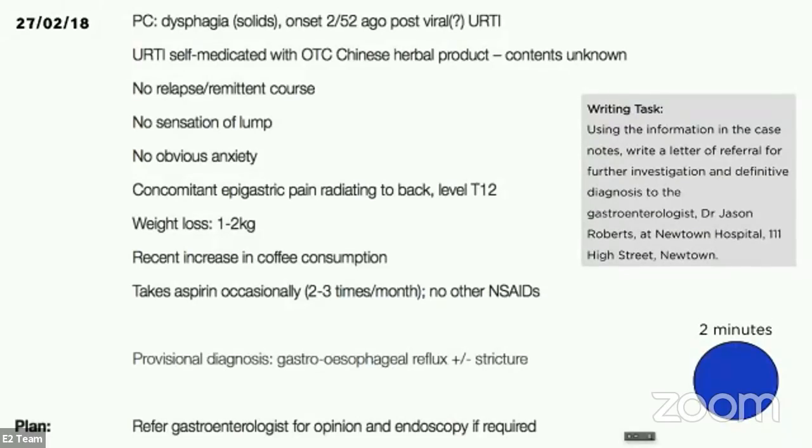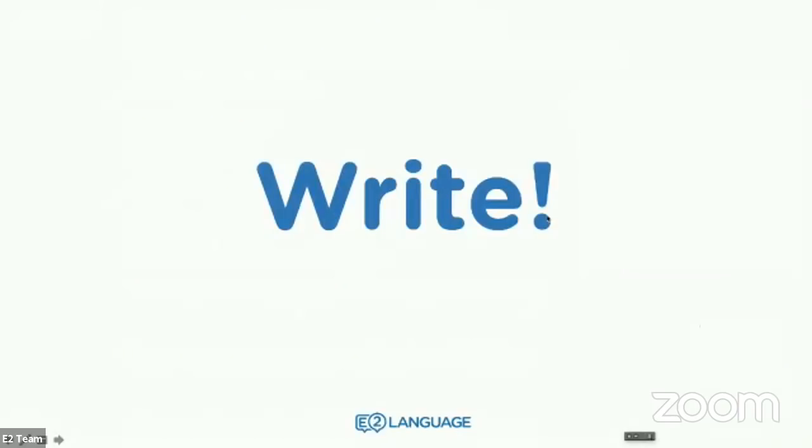Okay, hopefully you wrote down relevant case notes, because now we have the reason for writing there. Can you see the reason for writing? Well, it's the provisional diagnosis, right? The reflux and the stricture. And it says there, right down the bottom, the plan: refer gastroenterologist for opinion and endoscopy if required. So we know why we're writing. And we can see a lot of the things that happened on that particular visit, which a lot of these would be relevant, which I'll show you in a second in the model letter.